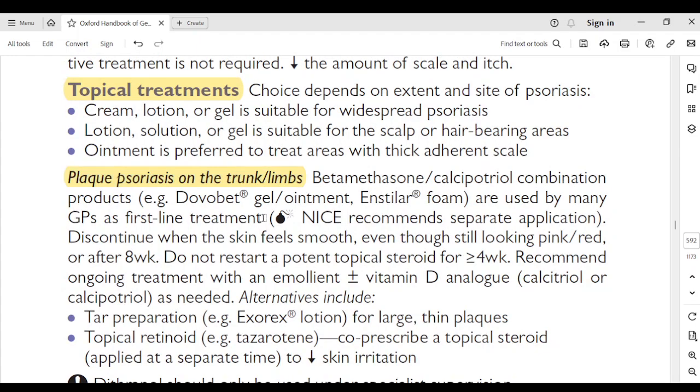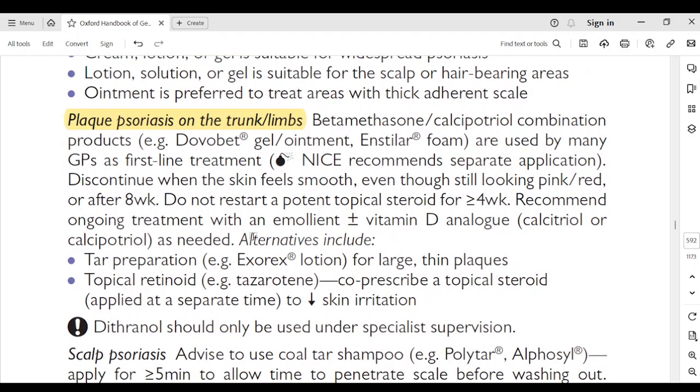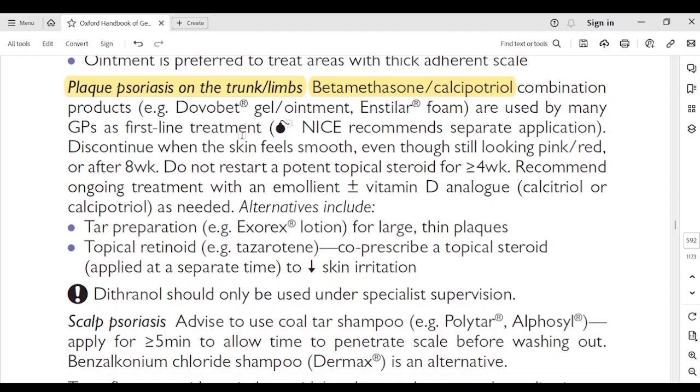Plaque psoriasis on the trunk and limbs. Whenever the lesion is on the trunk and the limbs, you use betamethasone plus calcipotriol. Betamethasone is a mild potency steroid, combined with calcipotriol. Dovobet gel or ointment and Enstilar foam are used by many GPs for the first-line treatment of plaque psoriasis.